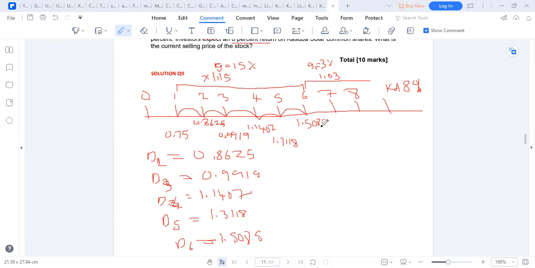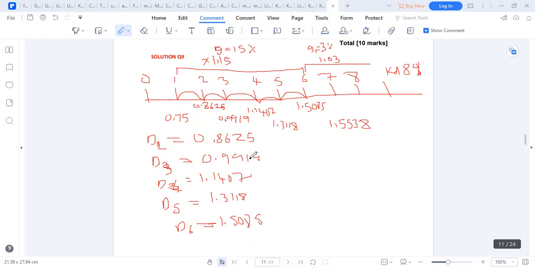So for the next dividend, what do we do? We multiply it by 1.03. Why? Because the growth rate has changed. So we're only interested up to year 6 here.